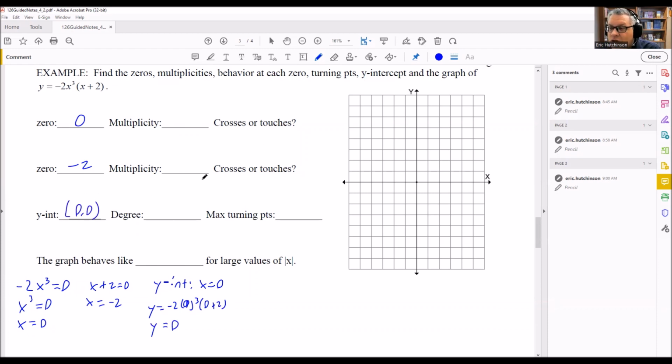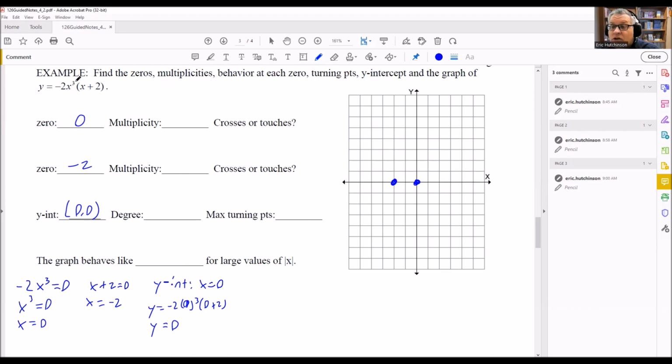So I know that's going to go through the origin, which makes sense because our x-intercept is also 0. So 0, 0 is both an x-intercept and a y-intercept. So I do know for sure that the graph is going to cross through right there. It also crosses through at negative 2 based on this. So now let's fill the rest of the information in.